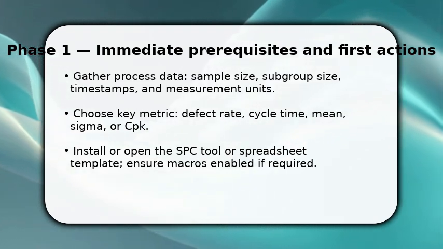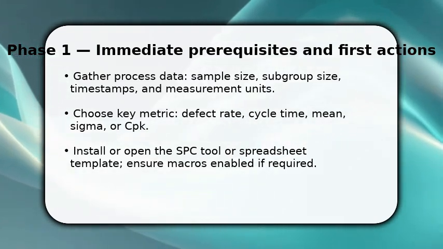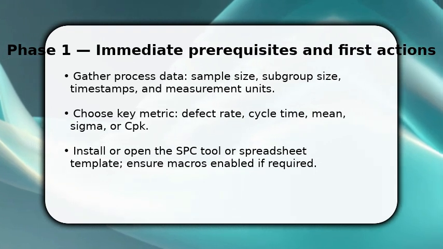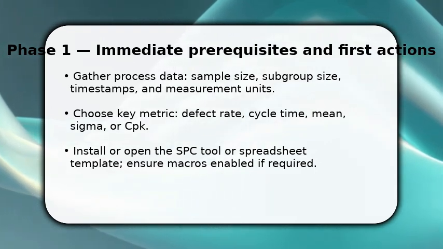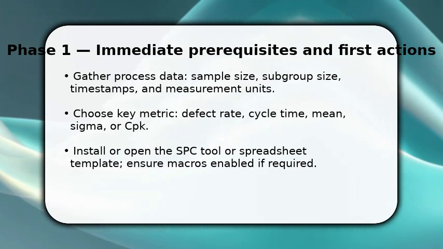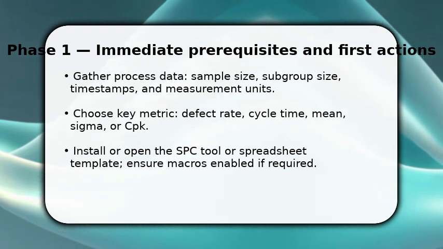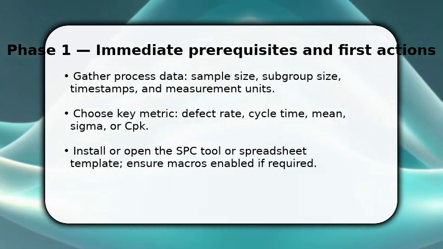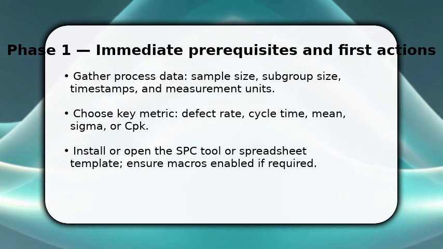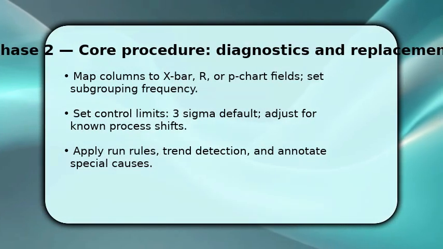Once done, open the SBC template or application and enable any macros or data connectors. This lets you import quickly. Make sure data columns are labeled exactly as the template expects, and save a copy before proceeding, so you always have a clean baseline. Now you configure the charts and statistical rules that drive detection.